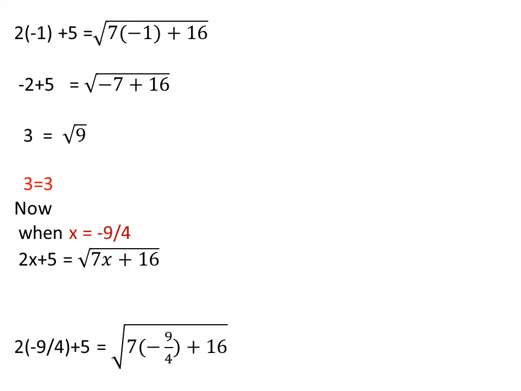And when we put the value of x as minus 9 by 4 in this equation, we can get 2 into minus 9 by 4 plus 5 equal to under root 7 into minus 9 by 4 plus 16. By solving this equation, we can write minus 18 by 4 plus 5 equal to under root minus 63 by 4 plus 16. Now we will take LCM on both sides.